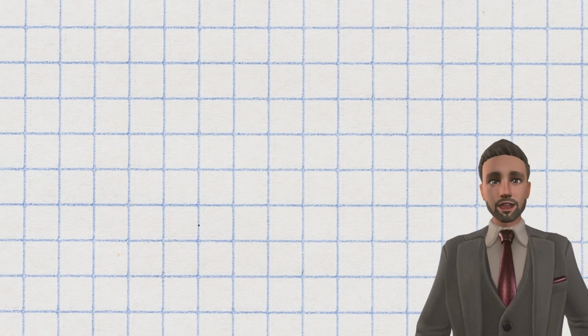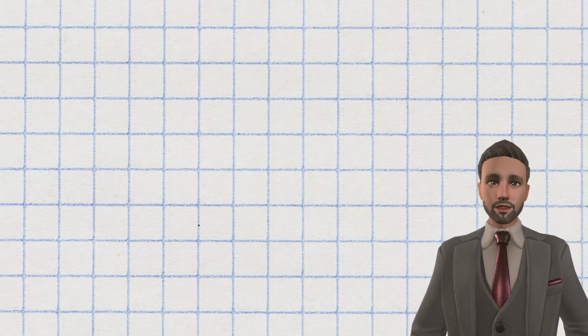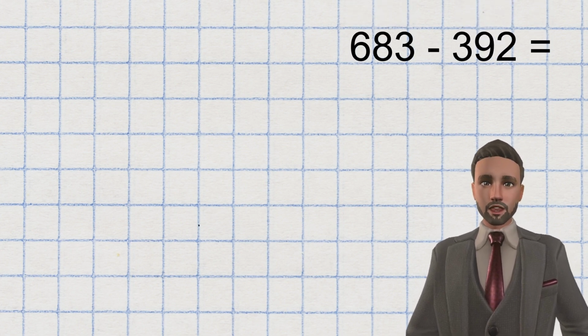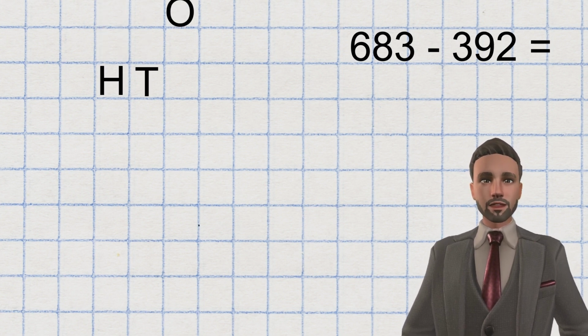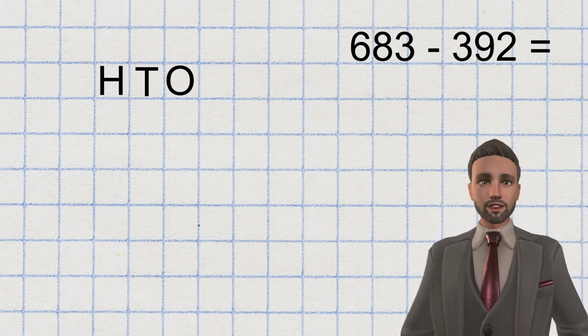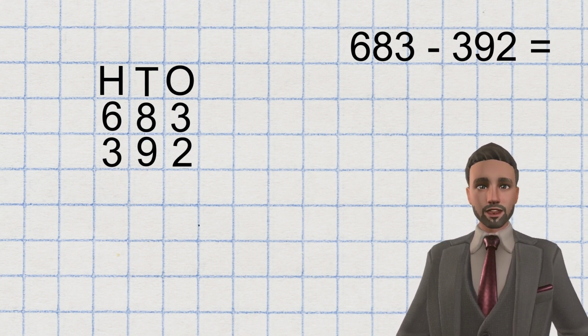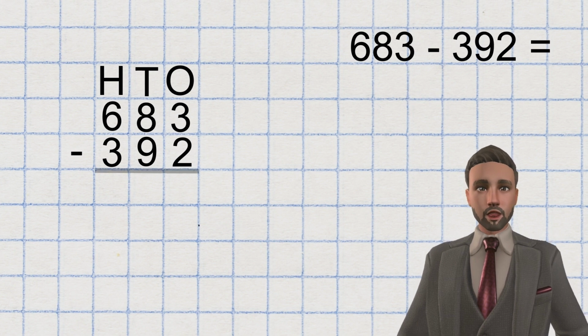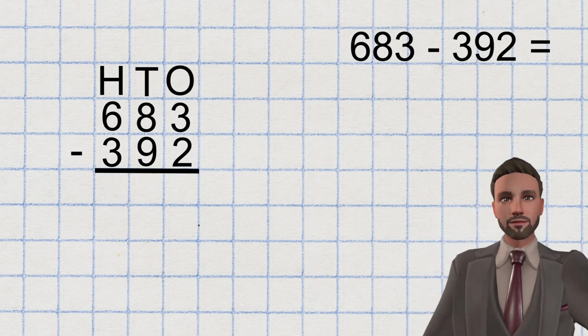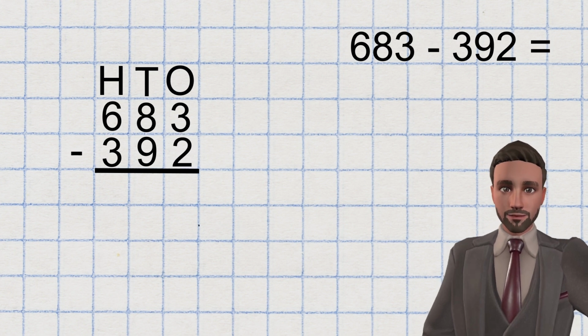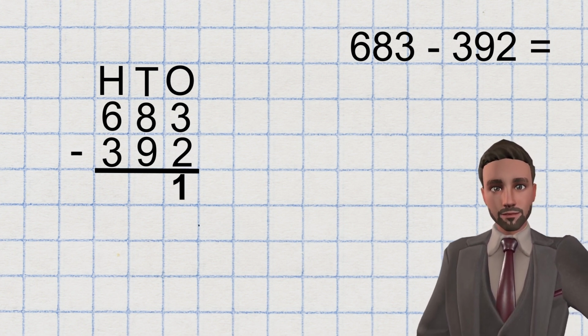So let's take a look at another one together. 683 subtract 392. They're both in the hundreds column. So let's put our place values down. Our hundreds, our tens and our ones. Placing 683 at the top, 392 beneath, and the subtraction symbol to the left, followed by the answer line. So let's begin. 3 subtract 2. 1. Moving to the left, the tens column.